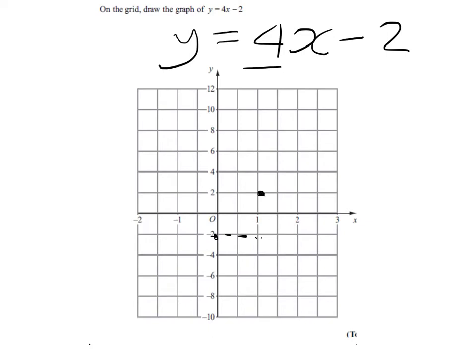Now they've used different scales to throw you, so it's not a question of counting the squares, but look carefully at the scale. So I've come across from 0 to 1, that's 1 across. I've gone from minus 2 up to 2, that's 2 up. 4 up. So you can see I've done all the points. Take your ruler, draw a nice straight line through it, you get all the marks.